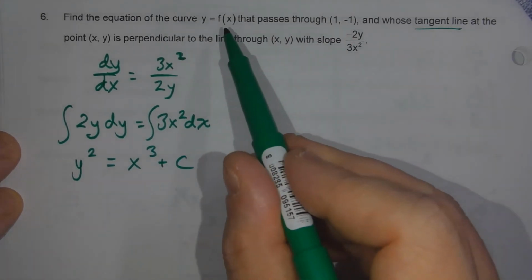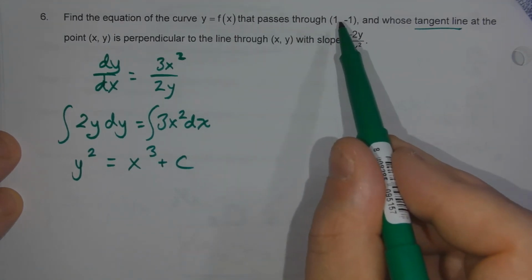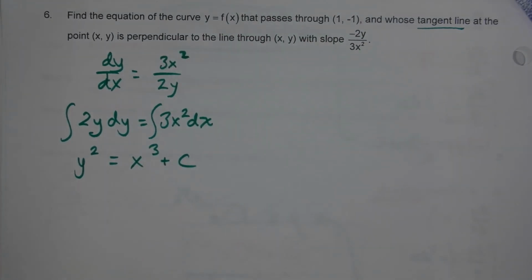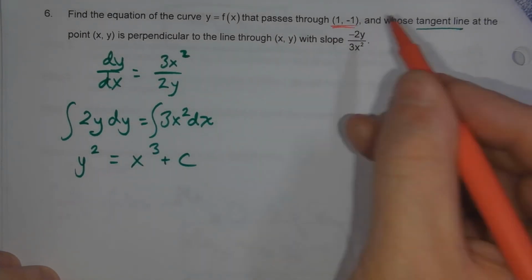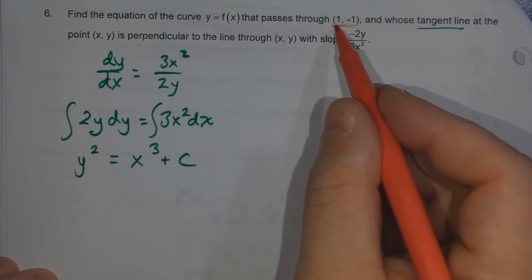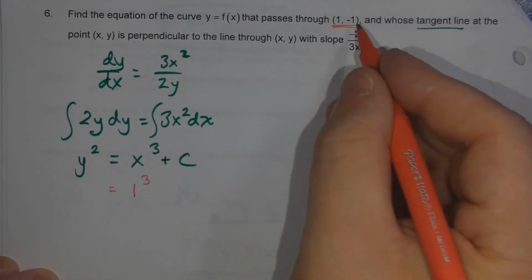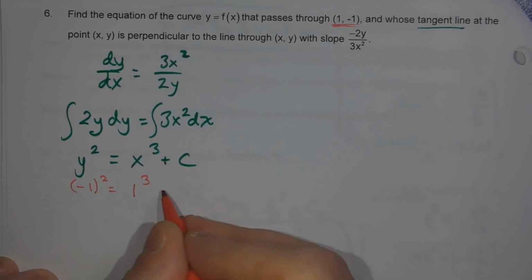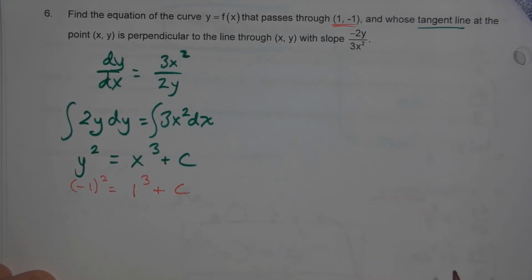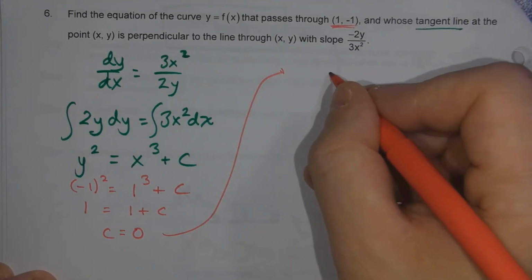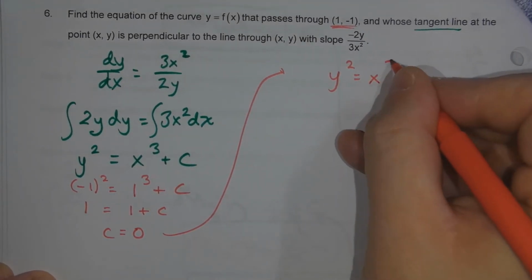And then they tell us that the curve has to pass through 1, negative 1. So I'm going to use that in order to find my curve. So x equals 1, y equals negative 1. All right, so there is my setup of the equation. So then I get that 1 equals 1 plus c, and hence c must be equal to 0. And so now our solution appears to be y squared equals x cubed.